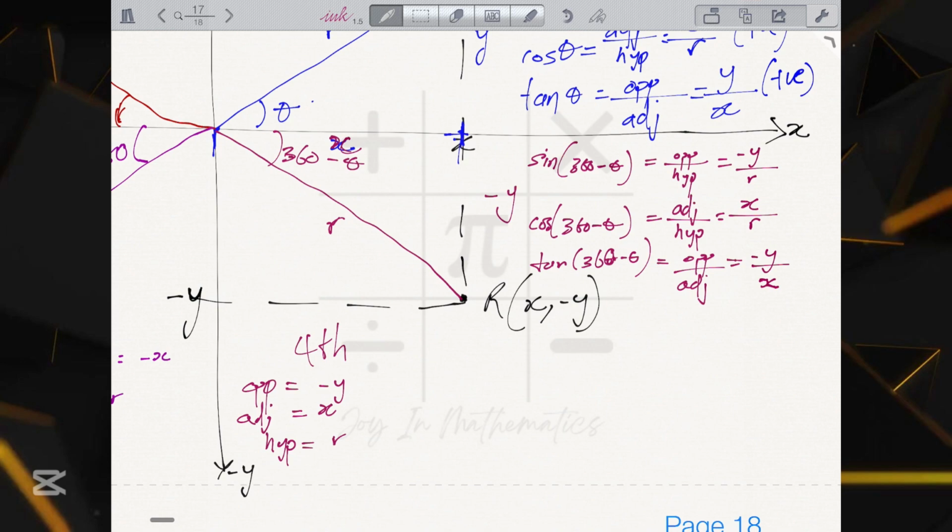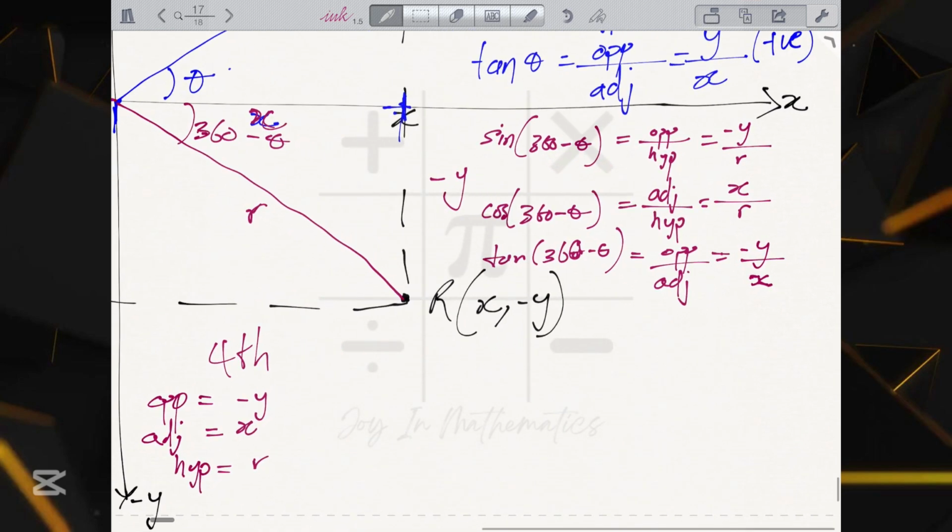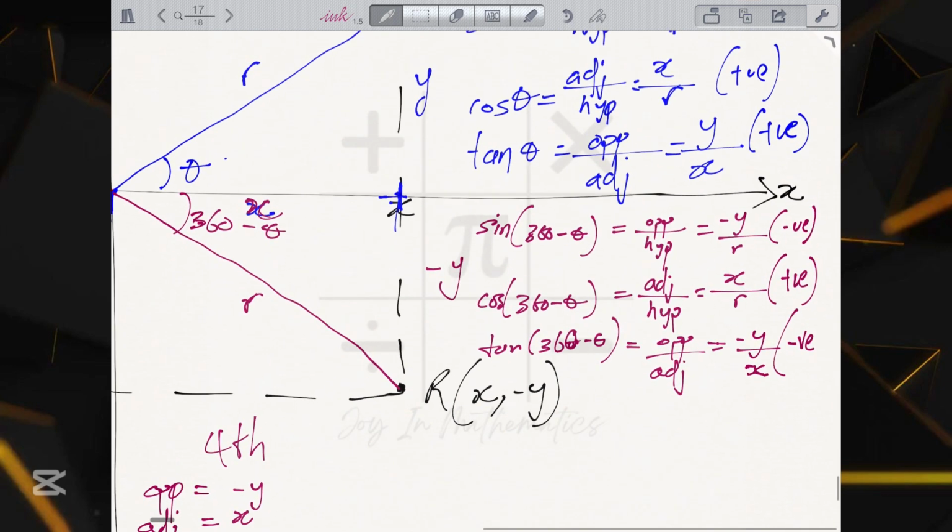In the fourth quadrant, sine 360 minus theta is negative, cos 360 minus theta is positive, and tan 360 minus theta is negative. So here we are saying that it is only cos that is positive.